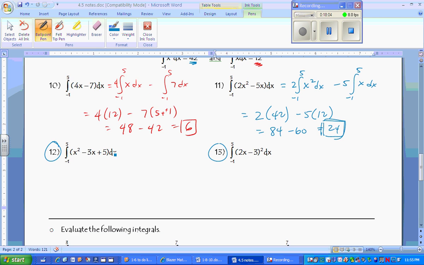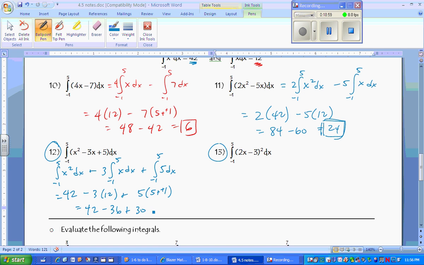Alright, let's go ahead and take a look at these. Number 12, this one can be broken up into 3 separate integrals. So we're going from -1 to 5 for x squared dx, minus 3 times the definite integral from -1 to 5 of x dx, plus the definite integral from -1 to 5 of 5 dx. So x squared, remember, is 42, minus 3 times the definite integral from -1 to 5 of x, which is 12, plus the constant times 5 minus -1, same as plus 1. So we get 42 minus 36 plus 30. So we end up with 36, yep.